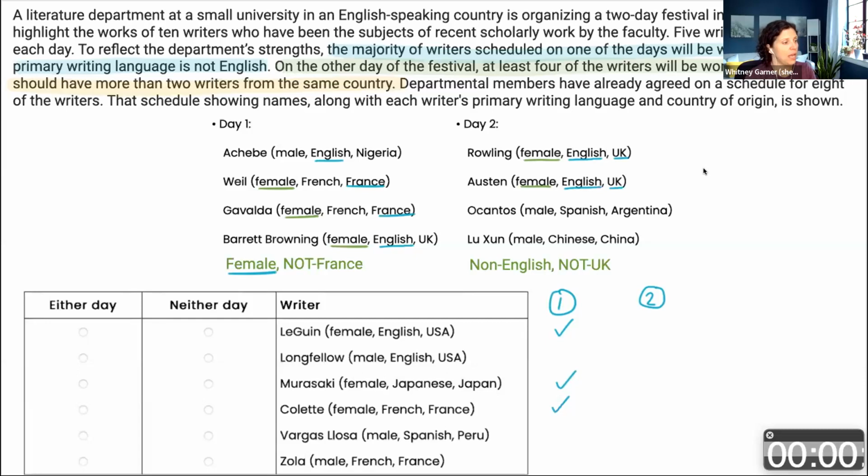And so that's Murasaki. We'll choose C. Now I need someone who is not available for either day. And so the only person that's not available for either day is person B, Longfellow. And so Longfellow will be our neither day. The correct answers, C and B.